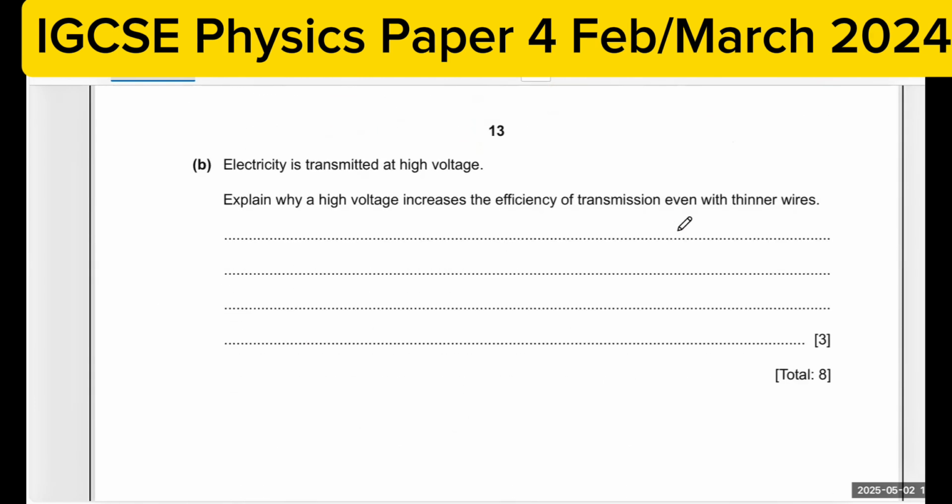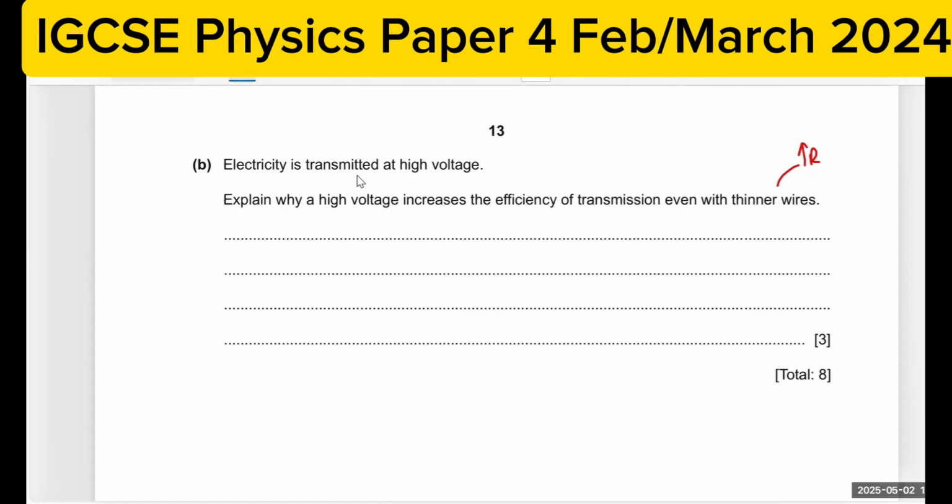Next question. Electricity is transmitted at high voltage. Explain why the high voltage increases the efficiency of the transformer even in thinner wire. The resistance is increased. Resistance is inversely proportional to the area. When the wire is thinner, the resistance increases.